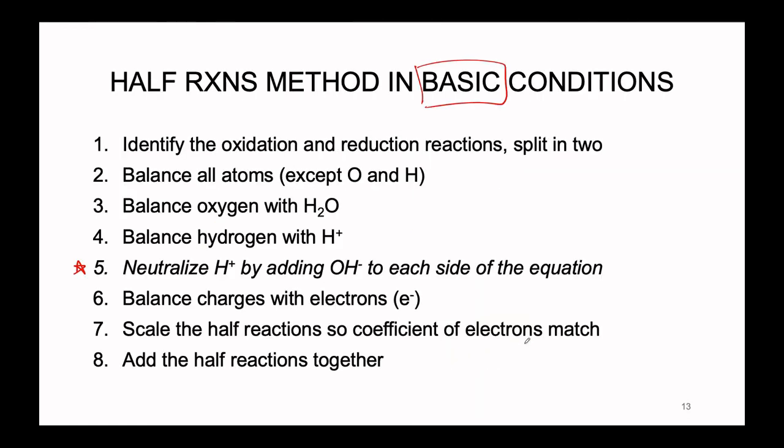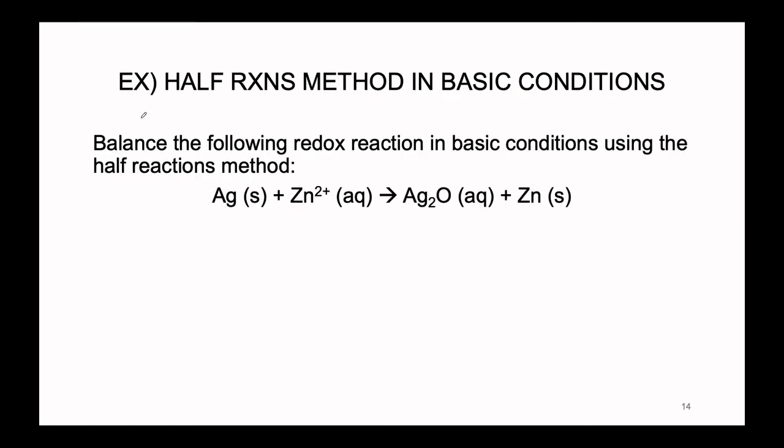All right, first step is complete. We have identified the oxidation and the reduction steps. We are going to split these two pieces in two. So I'm going to split these two reactions into like so. So we're going to have the silver transforming into silver oxide, aqueous, and the zinc with a 2+ charge transforming into zinc solid. All right, so here are two half reactions that we're going to balance.